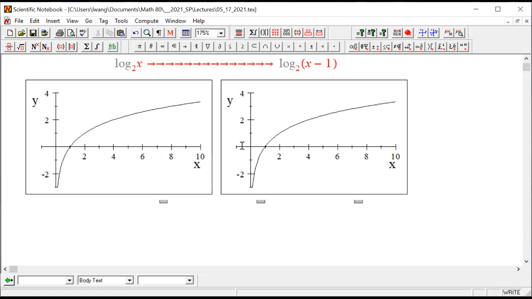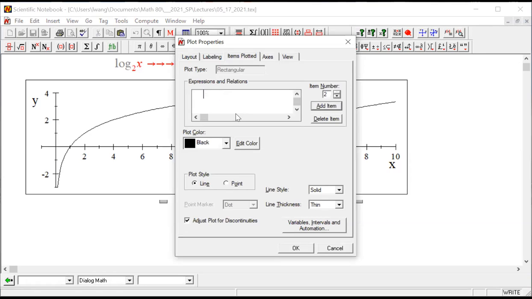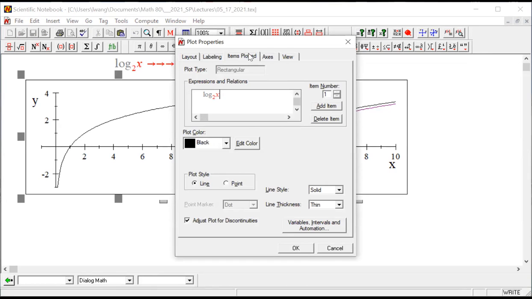It's going to be shifting to the right by 1 unit, horizontally. So let's plot log base 2 of x minus 1. We make it the color green. No, not green. We use green for symmetry. We use the color purple. You see, everything is shifted to the right. The vertical asymptote we had before, log base 2 of x has a vertical asymptote.